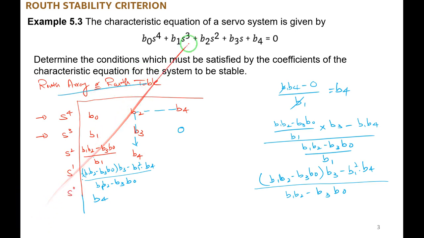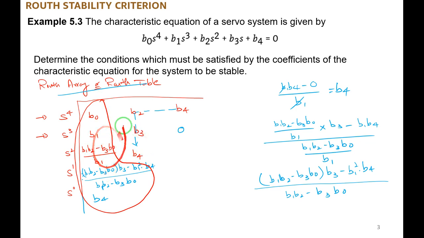determine the conditions which must be satisfied by the coefficients of the characteristic equation for the system to be stable. We have formed the Routh table. We should concentrate only on the elements in the first column. All should be positive, greater than 0, so that the system will be stable. So we have to put the condition, one by one.